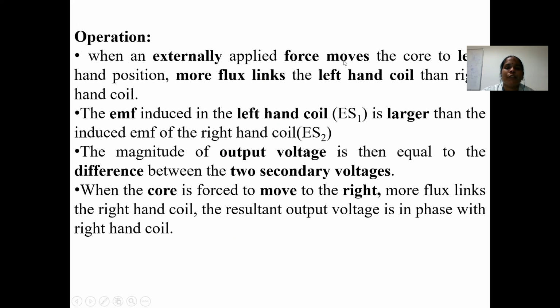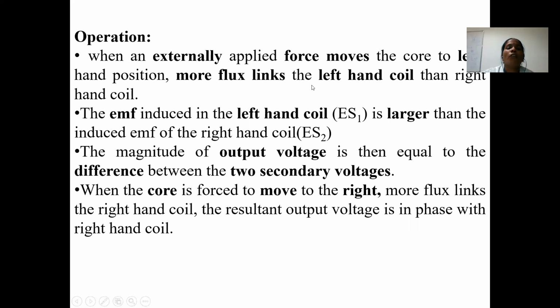When an externally applied force moves the core to the left-hand position, more flux links to the left-hand coil than the right-hand coil. The EMF induced in the left-hand coil will be larger than in the right-hand coil. Hence, the magnitude of the output voltage is equal to the difference between the voltages across the two secondary windings. When the core is moved to the right, more flux is linked on the right side, and the resultant voltage is in phase with the right-hand coil.